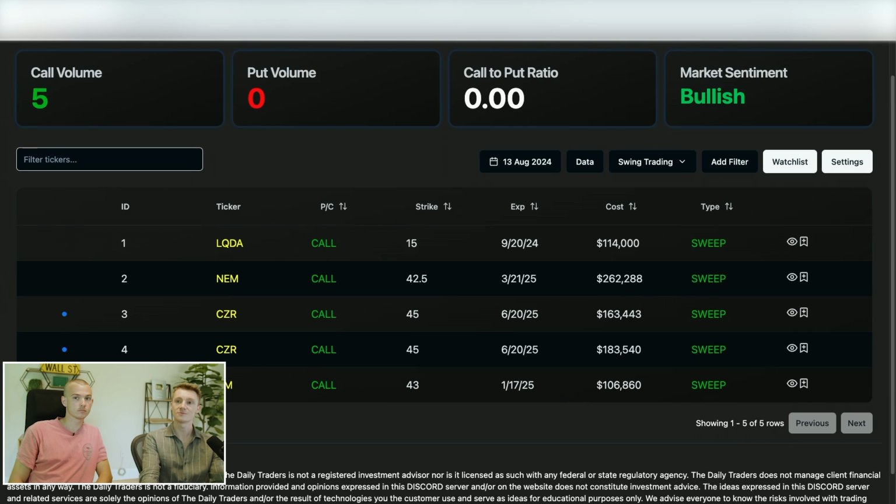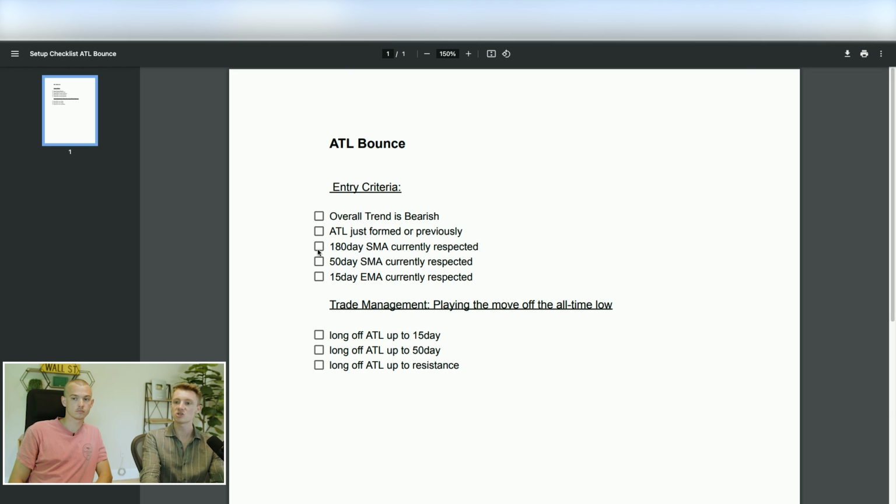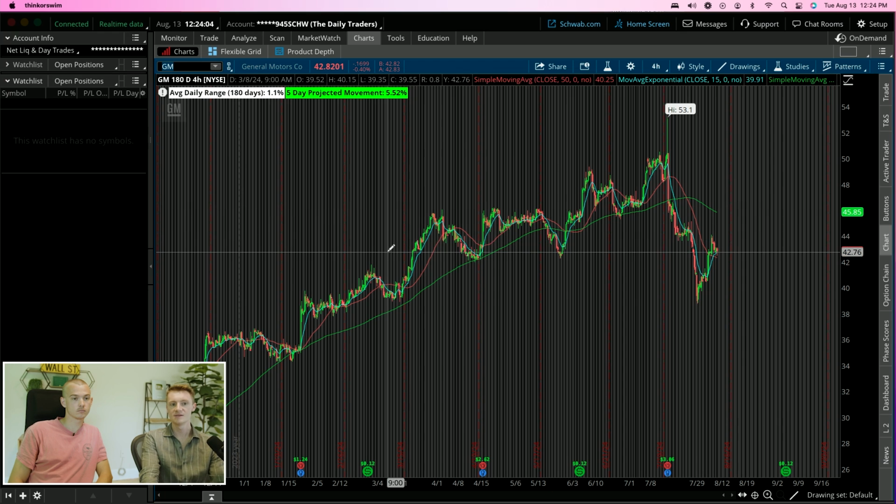Now, when it comes to our checklist, we want to make sure that the 180-day SMA is currently respected, obviously within the immediate trend, that the 50-day SMA is currently respected, and that the 15-day EMA is currently respected. Now, ticker symbol GM. Look at this very clear chart, very clear trend here.